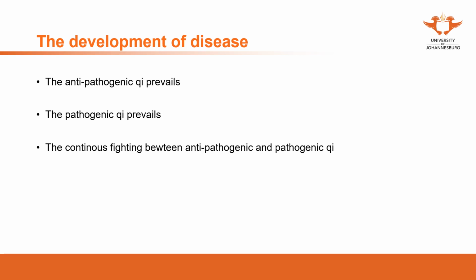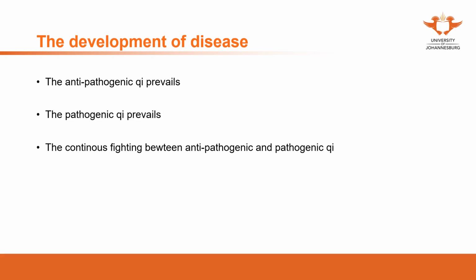Okay. The last development of disease can be the continuous fighting between the antipathogenic qi and pathogenic qi. So from the previous two situations, either your healthy qi wins or the pathogen wins. In one, you recover. In the other, it develops into a worse situation. For instance, someone got flu, and when you went to the doctor, the GP, they will send you back home without any tablets, because they thought the flu can be recovered from, your antipathogenic qi can help you to recover from the flu.